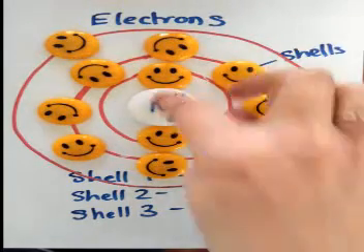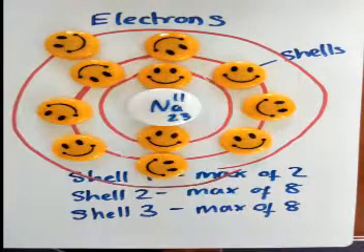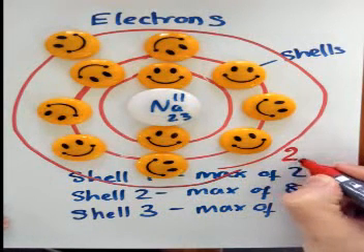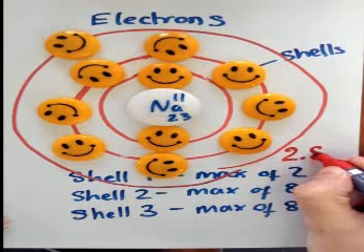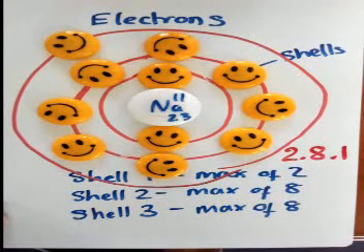1, 2, 3, 4, 5, 6, 7, 8, 9, 10, 11. Yeah, that's right. Okay, so if we wanted to write the electron arrangement of this one, we would have 2 on the first shell, 8 on the second shell, and we'd have 1 left over for the last shell. Okay, so for sodium, 2, 8, 1. And that hopefully all adds up to 11, which is what we need.